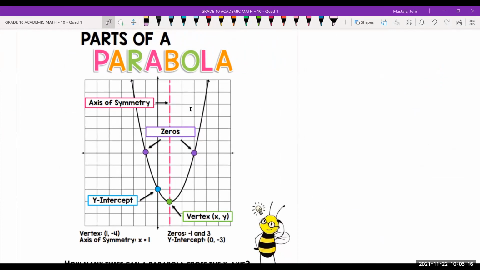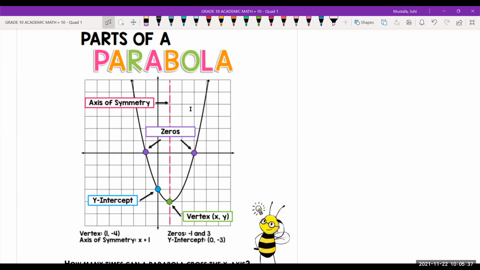Here are all of the parts of the parabola all in one. So you have the vertex, which is the lowest point in this case, the minimum. You have your zeros or your x-intercepts. Don't let the words confuse you. I'll talk about the word zeros after. For now, we're just going to call them x-intercepts, and they're where the parabola is passing through the x-axis.